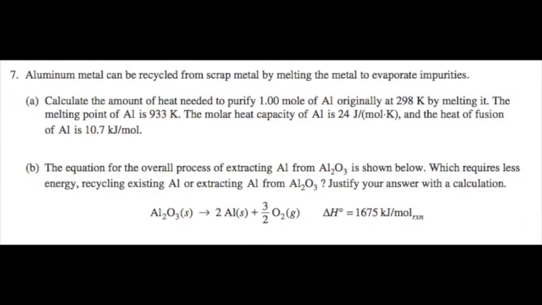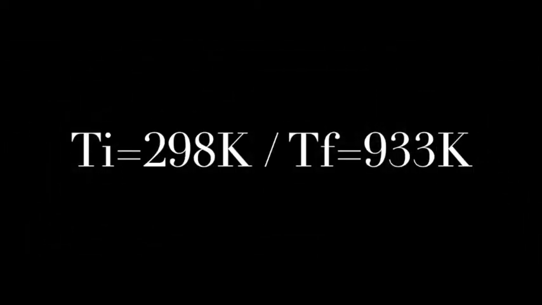It asks us to calculate the amount of heat needed to purify 1 mole of aluminum originally at 298 Kelvin by melting it. So from here we know that the m is actually 1 because it already told us. And let's go to the second sentence. It says the melting point of aluminum is 933 Kelvin. That is actually the final temperature of the melting Al.